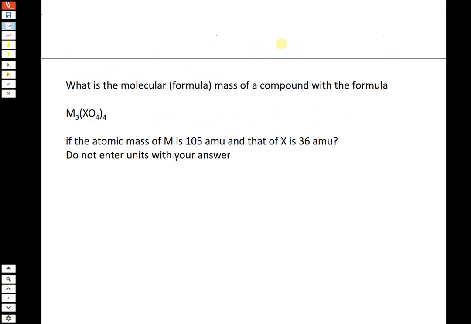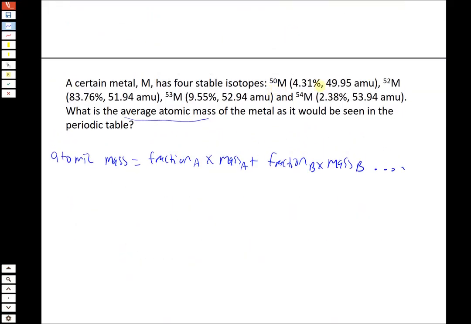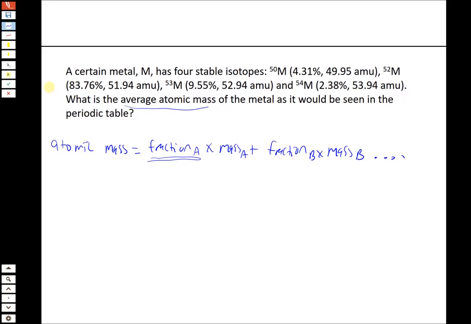Alright, so we have, in this case, 4 isotopes to consider, so we have to make sure we put all of them in with the correct numbers. And again, the percentages have to be written in this case as fractions to use them. So we're going to take all the percentages and divide them by 100 to get the fractional composition of each isotope. So what we're going to do for this one, if we're calculating the atomic mass, is take the fraction of the first isotope, which is 4.31%, which comes out to 0.0431 as a decimal, and multiply it by the mass of the first isotope, which is 49.95 AMU.